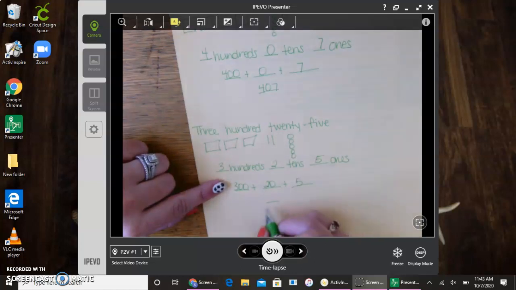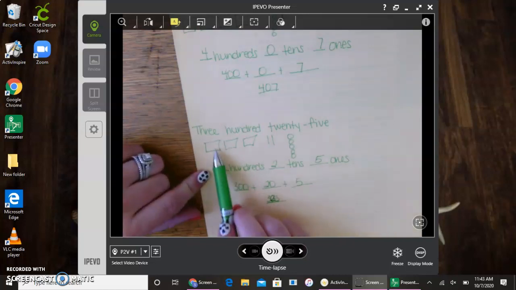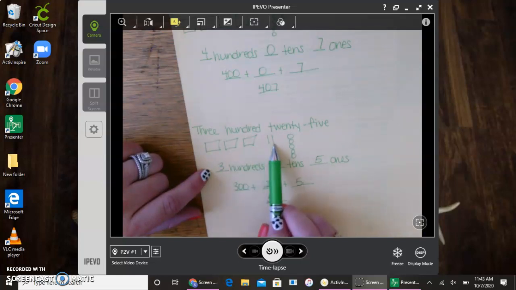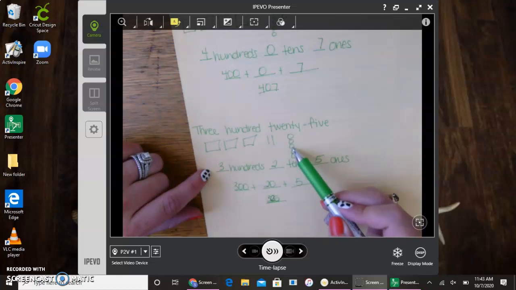Then you're going to write the big number on this line. So 300 plus 20 plus 5 is 325. If you get stuck, you can always count your blocks. We have 100, 200, 300, 310, 320, 321, 322, 323, 324, and 325.